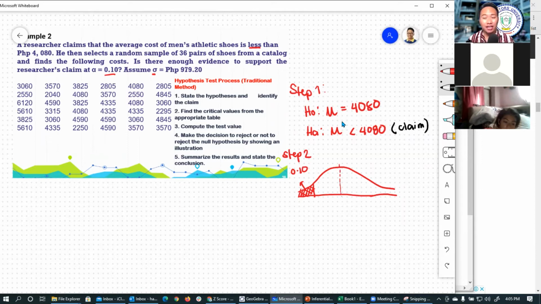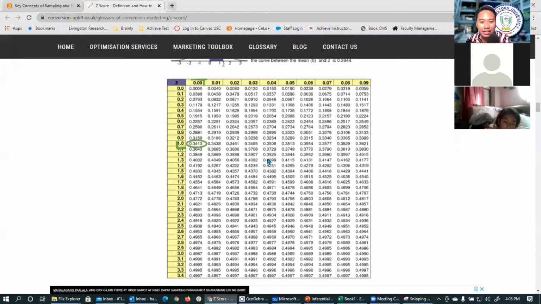So if the shaded region has an area of 0.10, what's the area of the non-shaded region? Very good, 0.4000. Does it make sense? Okay. Now, we're going to use the z table to look for the area of 0.4000. Clear? And if you can't find exactly that, guys, choose the closest one. If you have a printed copy or a clear copy on your end, please tell me what area is closest to 0.4000. Go.